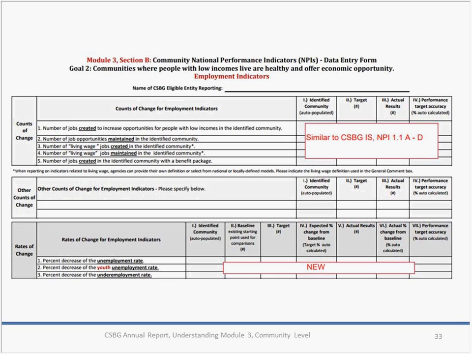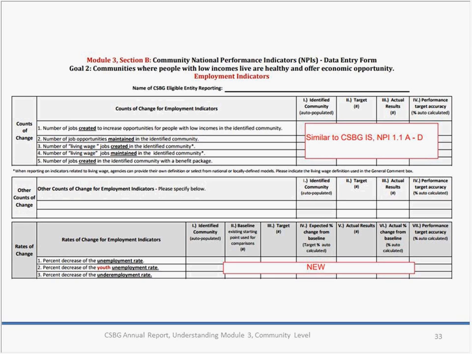As you can see on this slide, there are counts of change and there are rates of change. If you select to report on counts of change, you're not required to also report on rates of change. You can do either or, and in some situations, you might select to report on both types of indicators. The annual report is based on the work that you're doing in your organization, regardless of funding source. So you can report on work at the community level with any type of funding in any program within your organization. The employment indicators expand on what you currently are reporting on in NPIs 1.1A through D. And of course, the rates of change are brand new indicators.